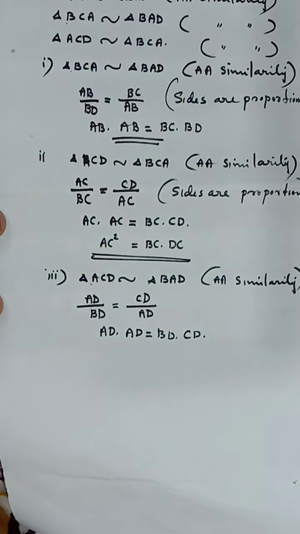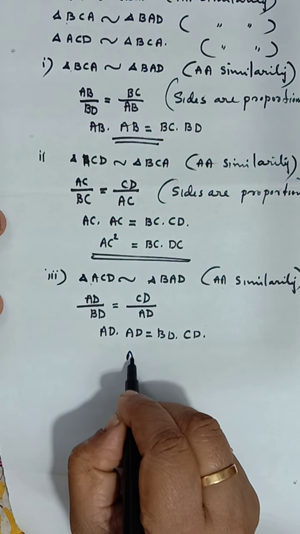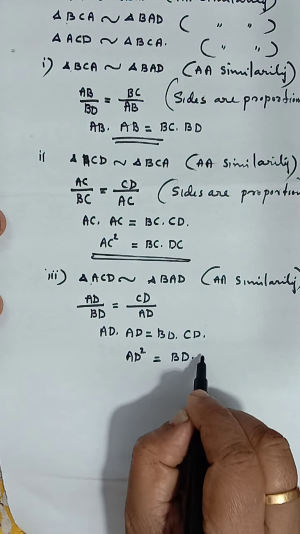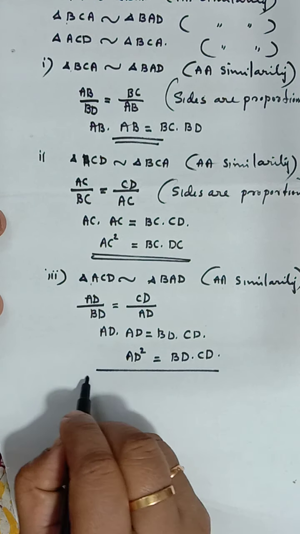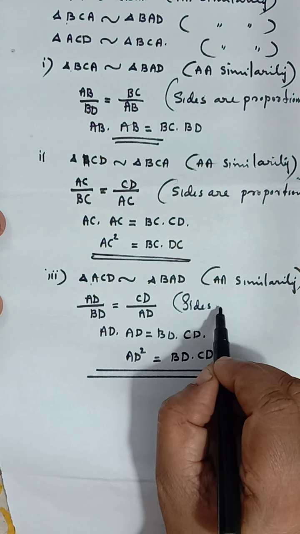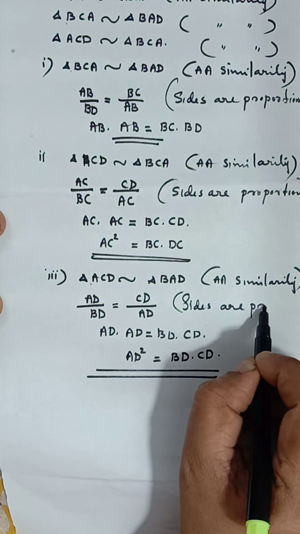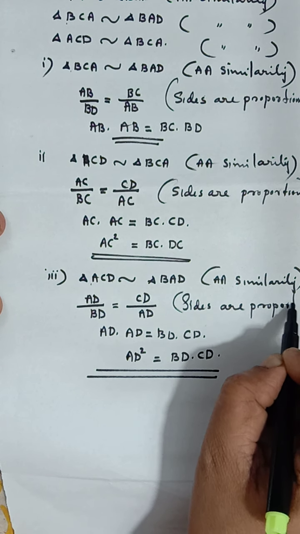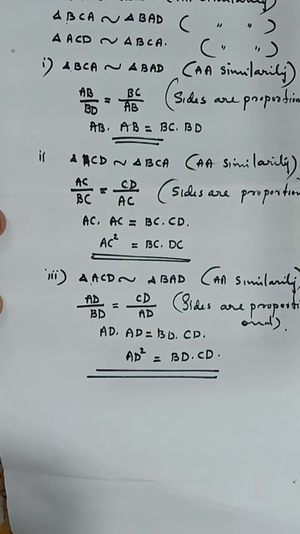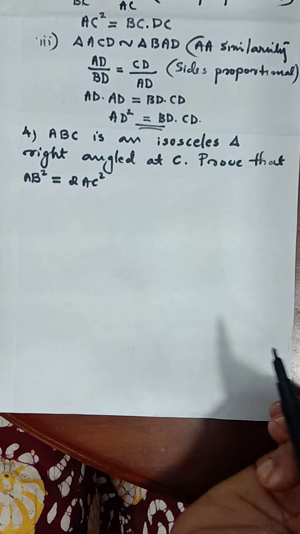So that is our answer. AD square is equal to BD into CD. Here also we have to write sides are proportional. That is the reason for writing this. Sides are proportional. Okay, hope you understood. Let us see question number 4.